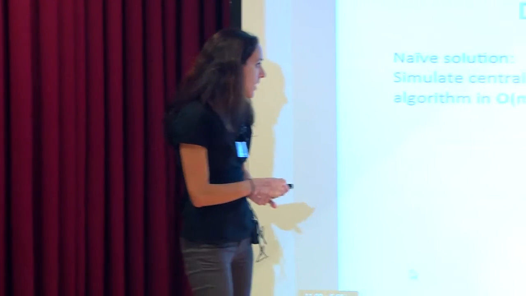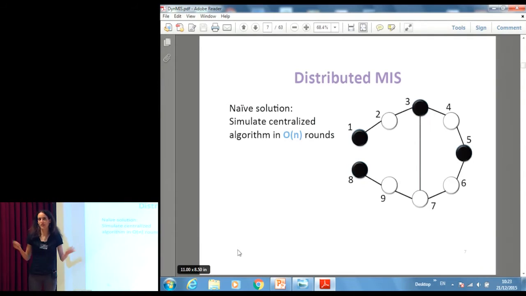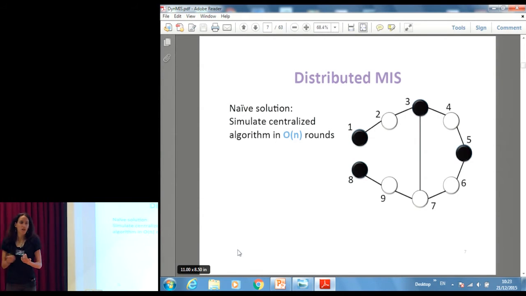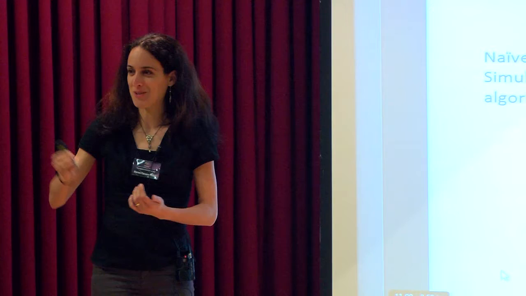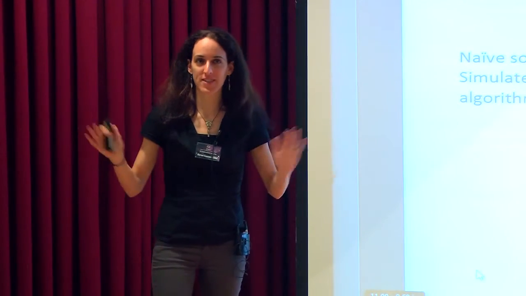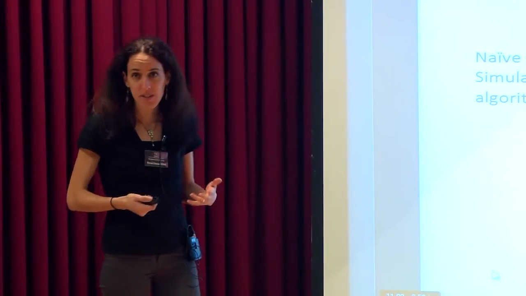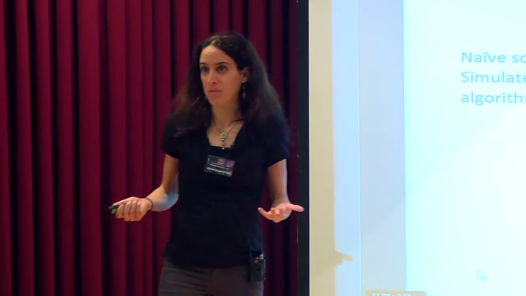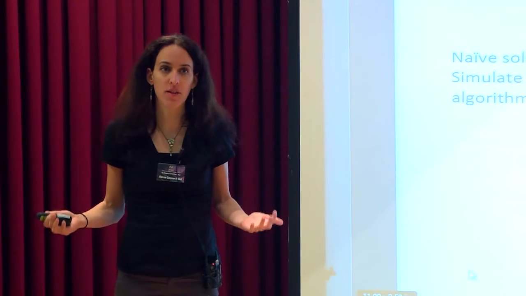The problem is that while a linear number of rounds is great in sequential algorithms, I'm preparing the background for Dana's talk. It's great for sequential algorithms. It's in P. It's very fast. In distributed algorithms, it's not acceptable.